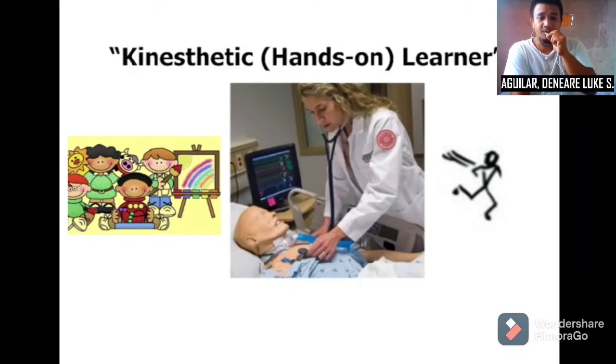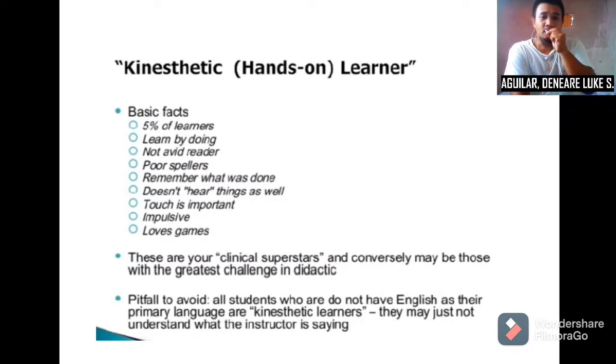Kinesthetic hands-on learner. Basic facts. 5% of learners learn by doing, not avid readers, poor spellers, remember what was done, don't hear things as well, touch is important, impulsive, loves games. These are your clinical superstars and conversely may be those with the greatest challenge in didactic. Pitfall to avoid: not all students who do not have English as their primary language are kinesthetic learners. They may just not understand what the instructor is saying.